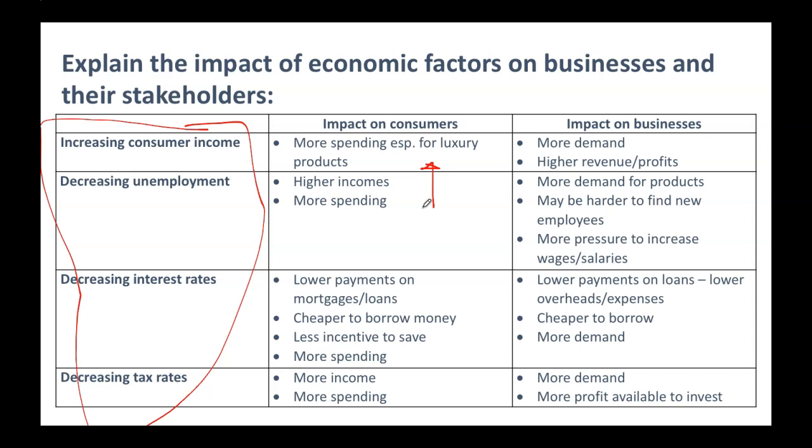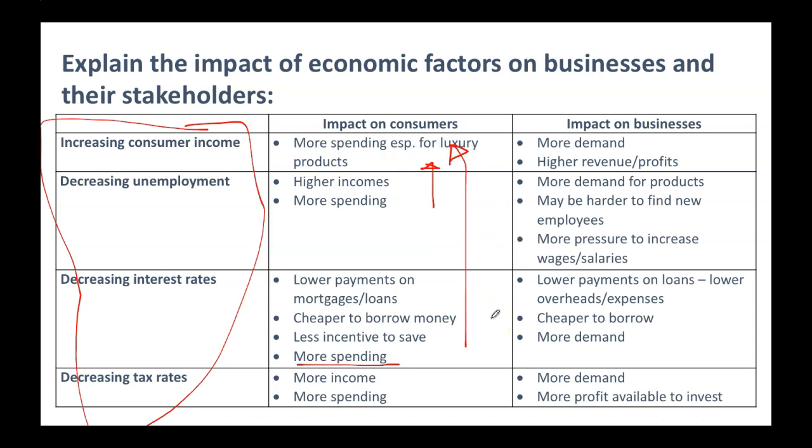Decreasing interest rates. Interest rate is the cost of borrowing money. So for consumers, that means lower payments on any mortgages or loans that they have. It's also cheaper to borrow money. There's less incentive to save because the interest rate is also a reward for saving. So all in all, that will lead to more spending. And again, we've got that same impact there.